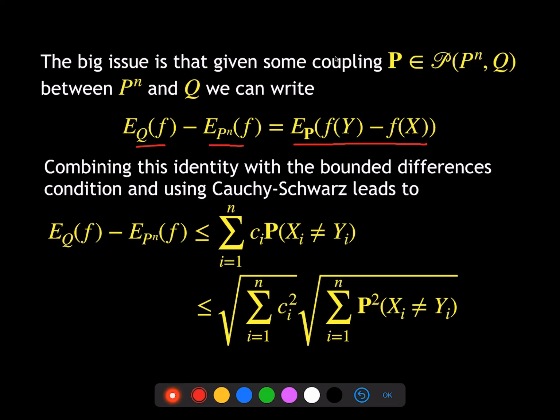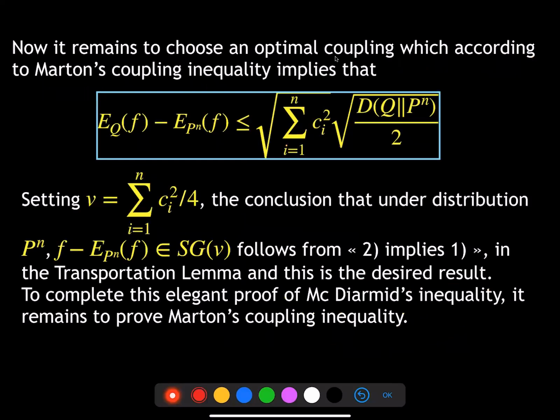And of course, now to bound this quantity, this is the very point and the very moment where I shall use the optimal coupling. If I use the optimal coupling given by Martin's coupling inequality, I shall be able to bound this sum of squares here by the relative entropy over 2, under the square root. So this is what I get.